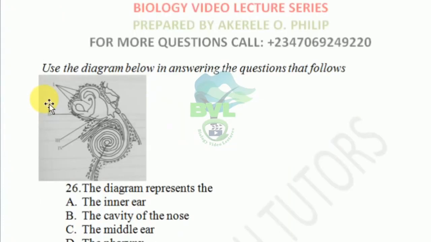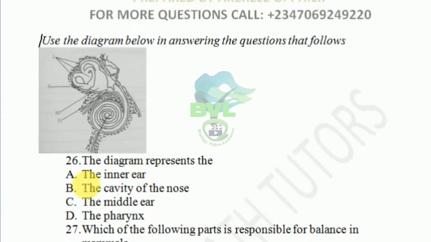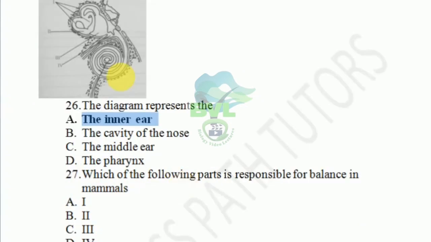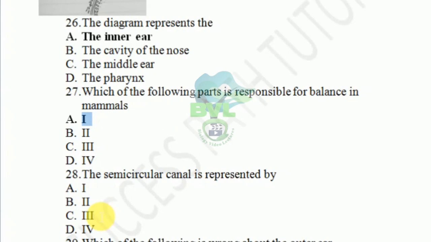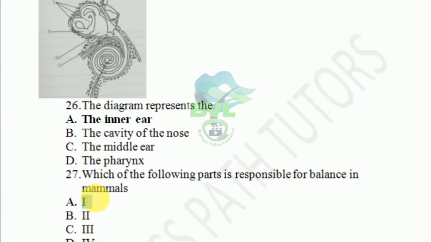Use the diagram below in answering the questions that follow. This is the inner ear alone. So the diagram represents the inner ear. Which of the following parts is responsible for balance? In this case, this is your semicircular canal, and that is one. The semicircular canal is represented by one also. Those are two questions. This one talks about the function, this one talks about the name of the structure itself, and that is one, that is A.